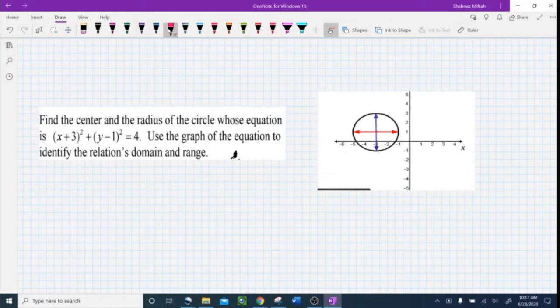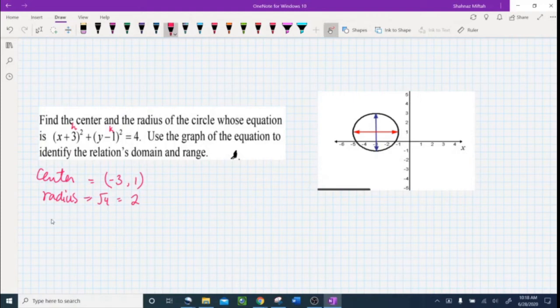So let's do the center and the radius first. You do know that's h and that's k. So the center is going to be (−3, 1), because we go opposite of these signs, and that's +1. And the radius: this has already been squared, so it means the square root of 4, which gives me 2.